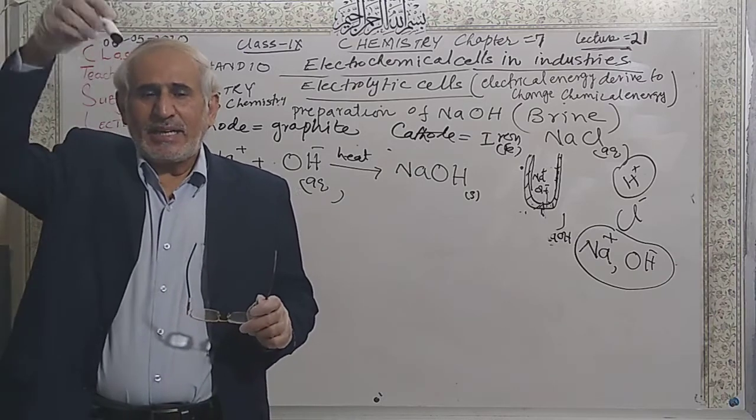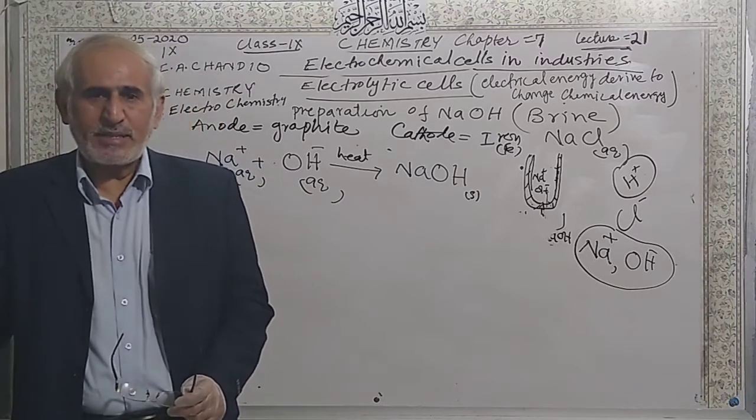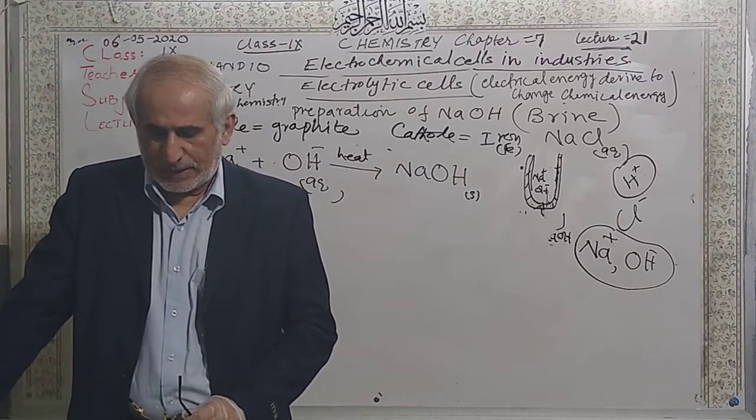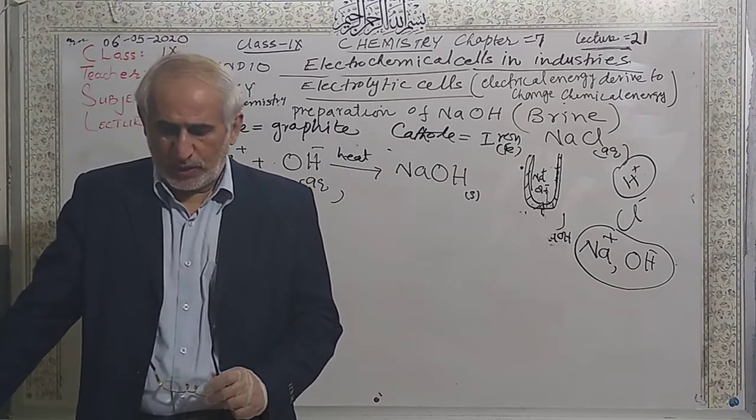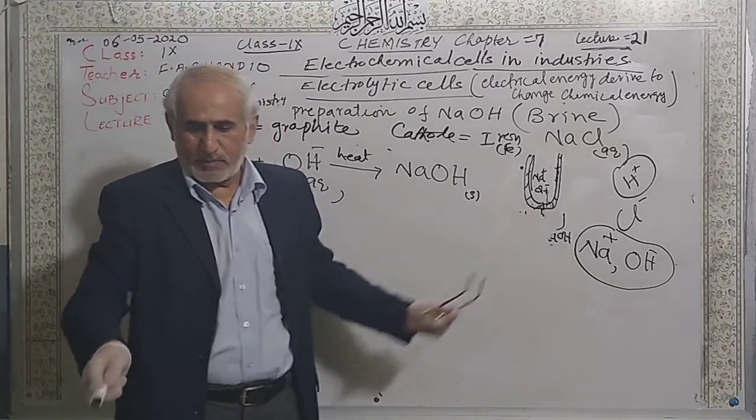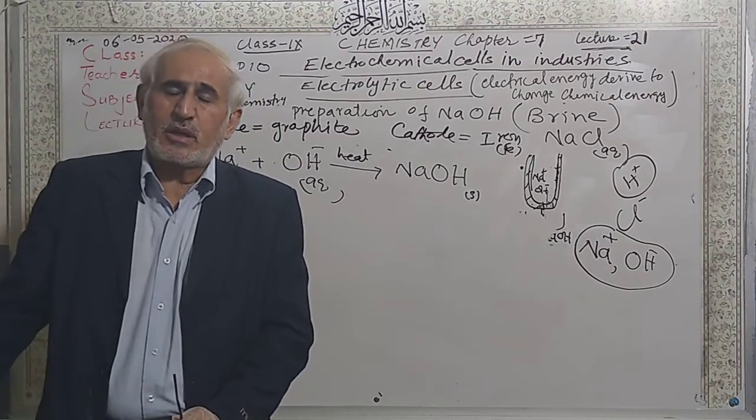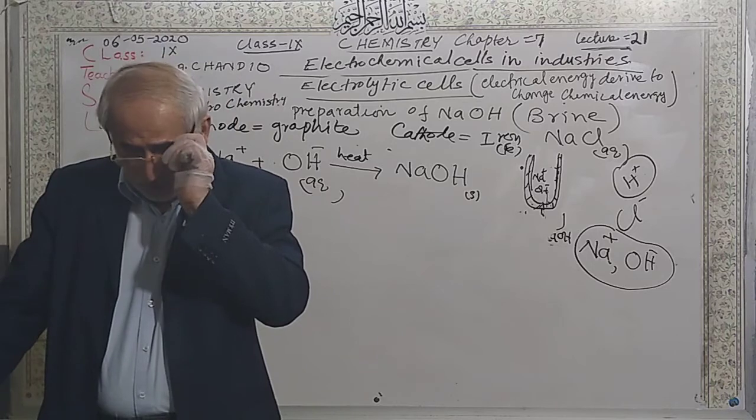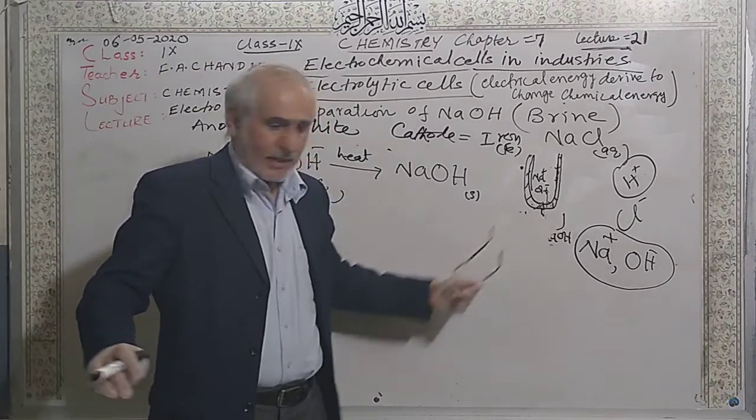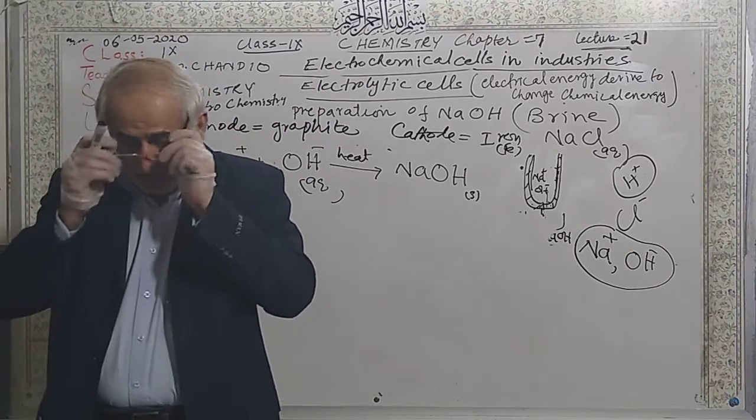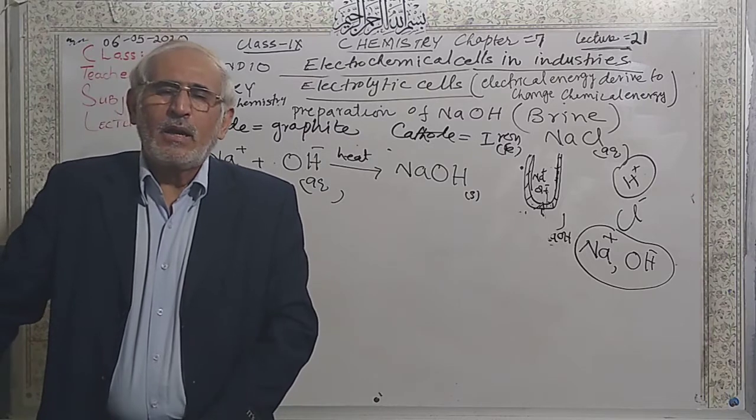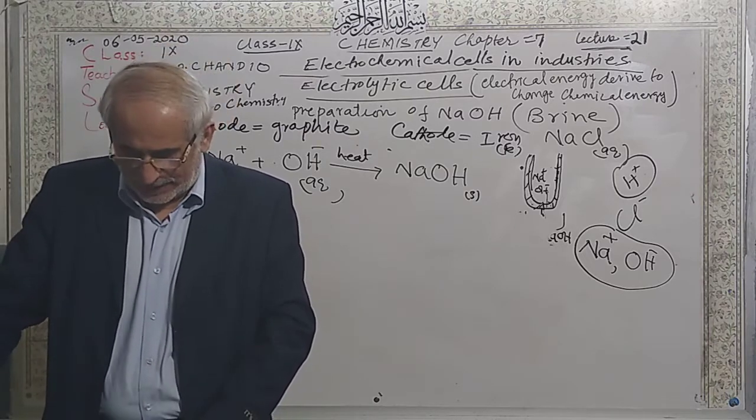In the center of this diagram, you can see black carbon graphite at the anode. Graphite acts as an anode, and there is a U-tube with perforation, which you will find in the center of this diagram. Down here is a collector. Hydrogen gas is collected at the cathode and chlorine gas is collected at the anode.